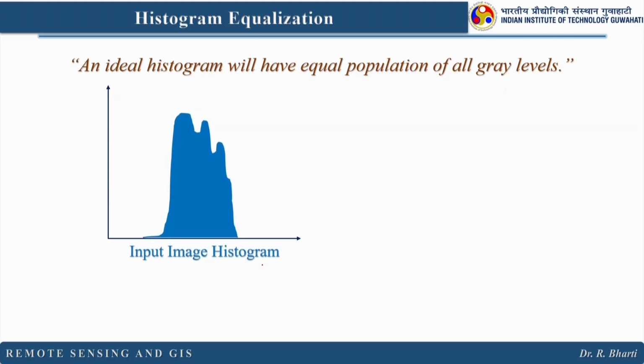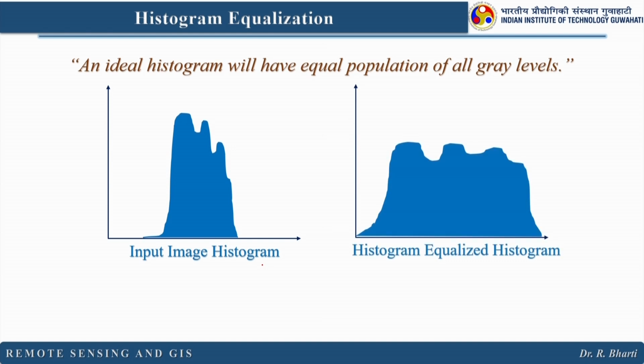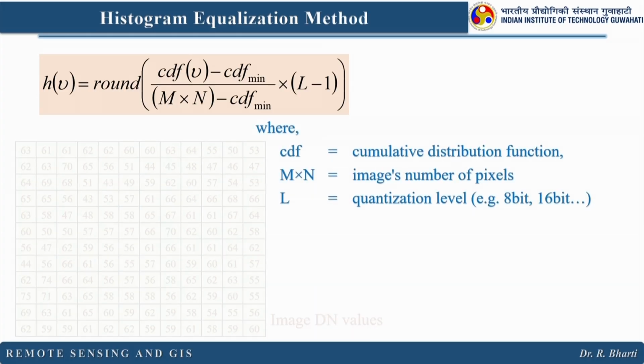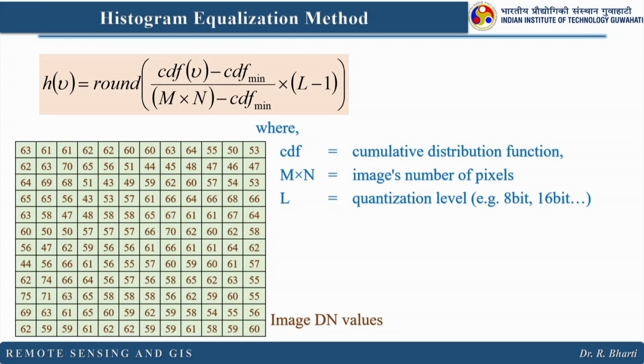So, this is the input histogram before the histogram equalization, and this is the output histogram. What happened? In the output, this range has been used, which was not used here. I hope this is clear to you. Here we use this particular method and identify the output value, where CDF is the cumulative distribution function, M and N are the image number of pixels, and L is the quantization level.